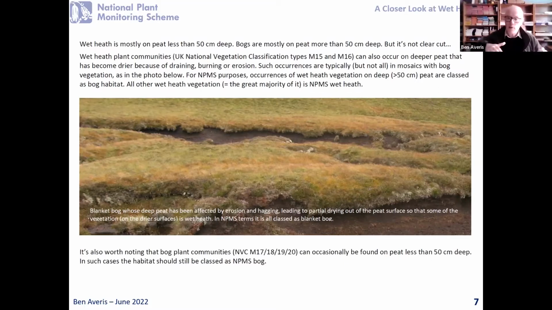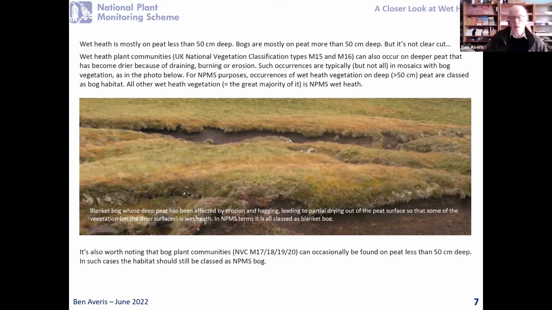But if it's on a deeper peat, probably means there's been something going on and it's dried out the upper part of the peat, which would probably originally have had bog vegetation, but it's got drier. And in the NPMS, that actually gets pulled into bog as opposed to wet heath, even though it's wet heath vegetation. So on deeper peat goes into bog. The bulk of our wet heath, though, is on shallower peat. So you don't see this quite that often, but that's an example.